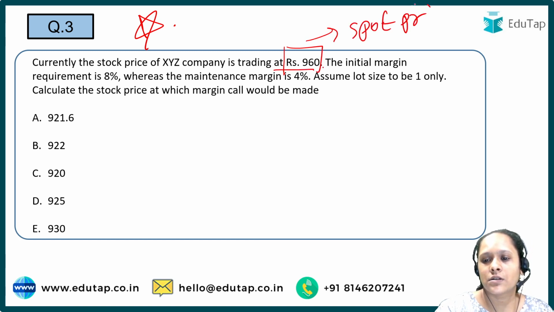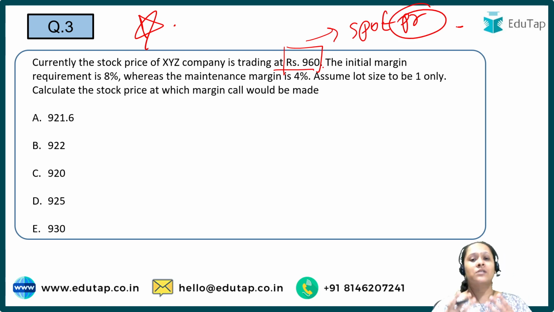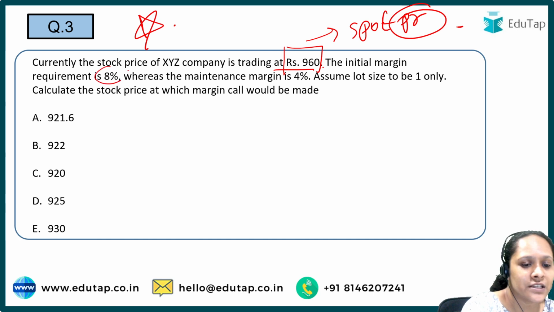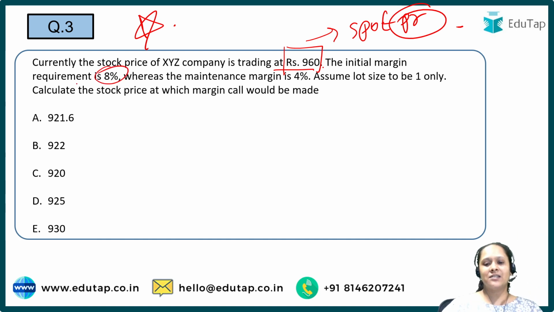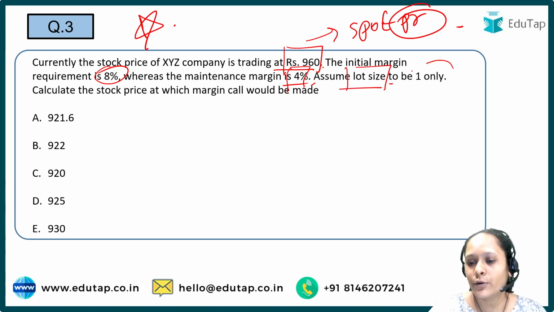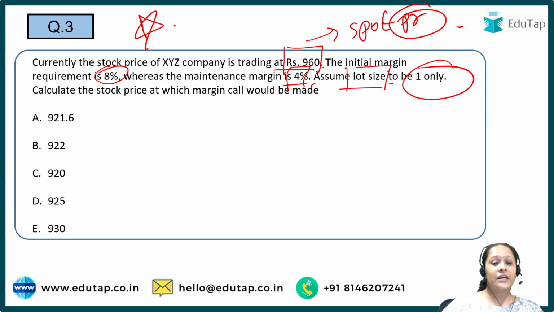ठीक है, current price और the spot price, उसका simply मतलब क्या है कि इस समय मार्केट में इस स्टॉक का क्या वैल्यू है. ठीक है, the initial margin requirement is 8%, whereas the maintenance margin required is 4%. Now assume the lot size to be 1. लॉट साइज क्या है? The number of shares which the parties are going to transact, which is equal to 1 in the given question. Then we need to calculate the stock price at which margin call would be made.